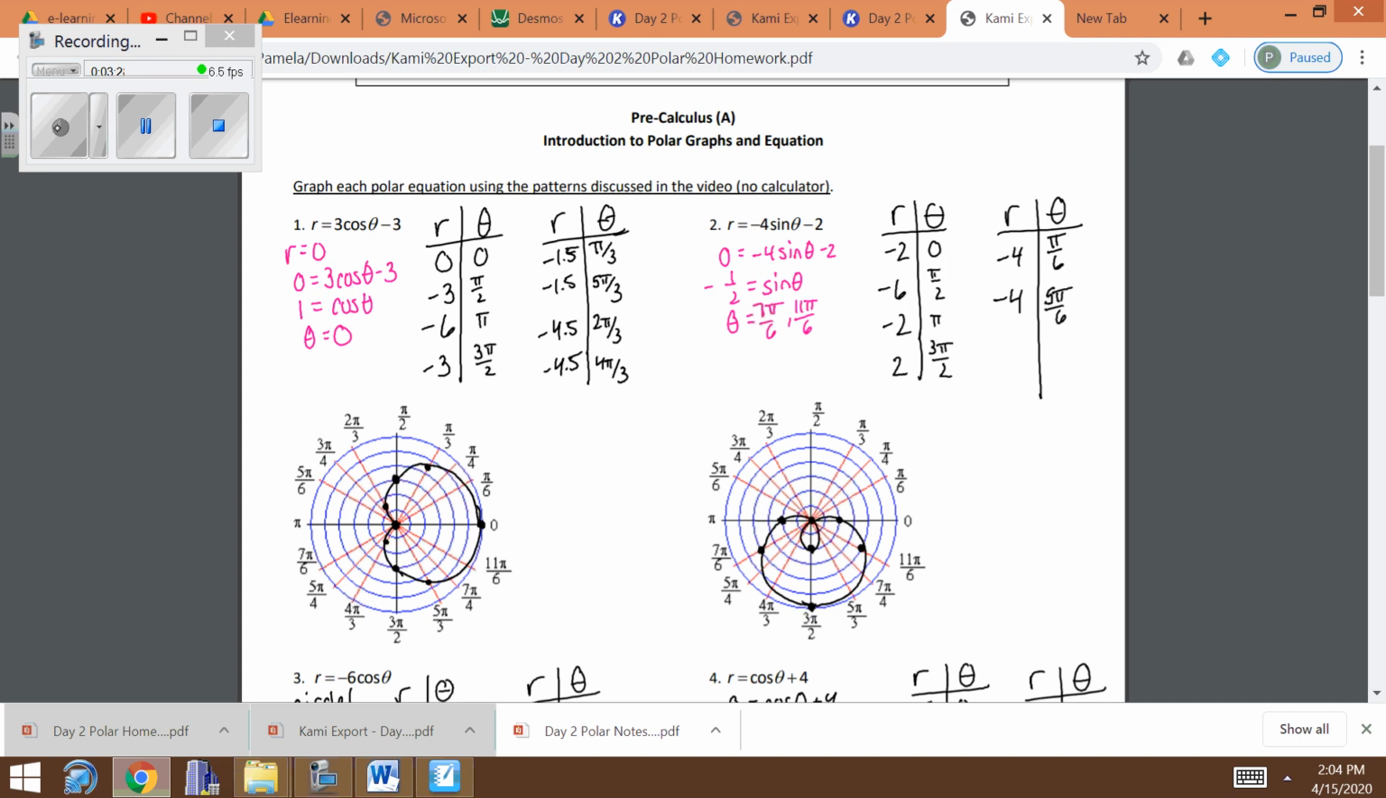Here it's a sine, so again, it is symmetric to our vertical axis here. So I picked my values, my normal 0, pi over 2, pi, and 3 pi over 2. Again, make sure you're careful with what the sign is at those values.